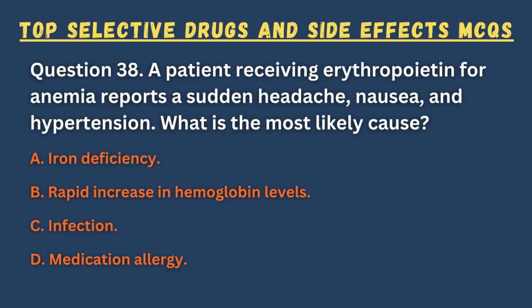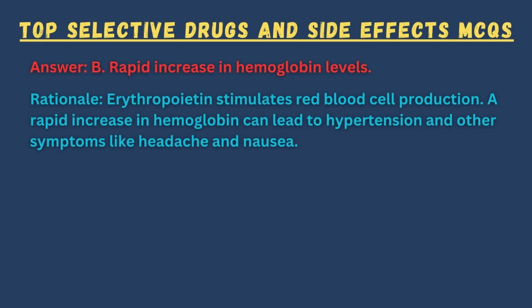Question 38. A patient receiving erythropoietin for anemia reports a sudden headache, nausea, and hypertension. What is the most likely cause? A. Iron deficiency. B. Rapid increase in hemoglobin levels. C. Infection. D. Medication allergy. Answer: B. Rapid increase in hemoglobin levels. Rationale: erythropoietin stimulates red blood cell production. A rapid increase in hemoglobin can lead to hypertension and other symptoms like headache and nausea.